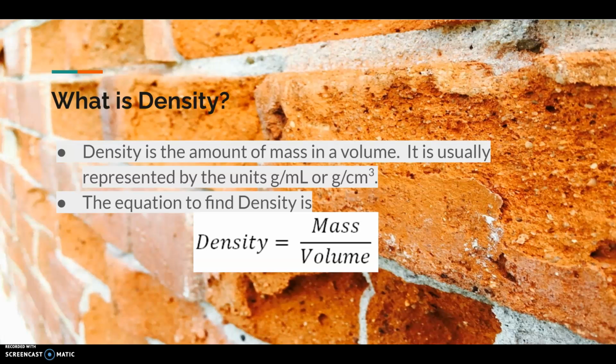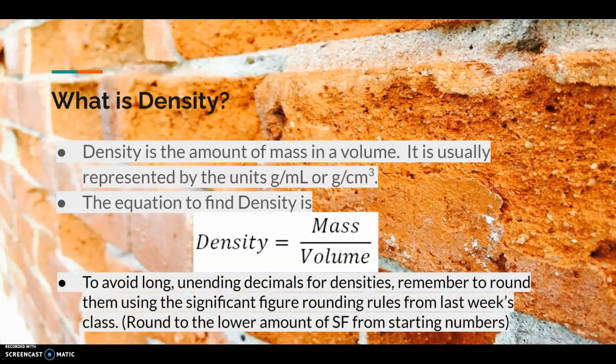Here's the formula to find density. Density equals mass over volume, or mass divided by volume. To avoid long, unending decimals for densities, remember to round them using the significant figures rounding rules from last week's class. Round to the lowest amount of significant figures from the starting numbers.